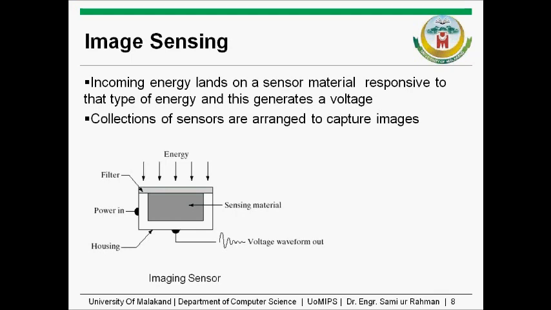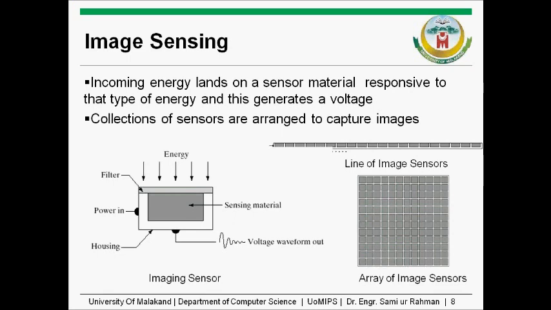So in the imaging system we will have some sensors. These sensors will be sensitive to different types of light, and they will be activated when the light falls on them. Each sensor creates some voltage, and this amount of voltage is transferred to the image plane. When light falls on the sensor, it creates some voltage level, and that voltage level is considered as the intensity level.